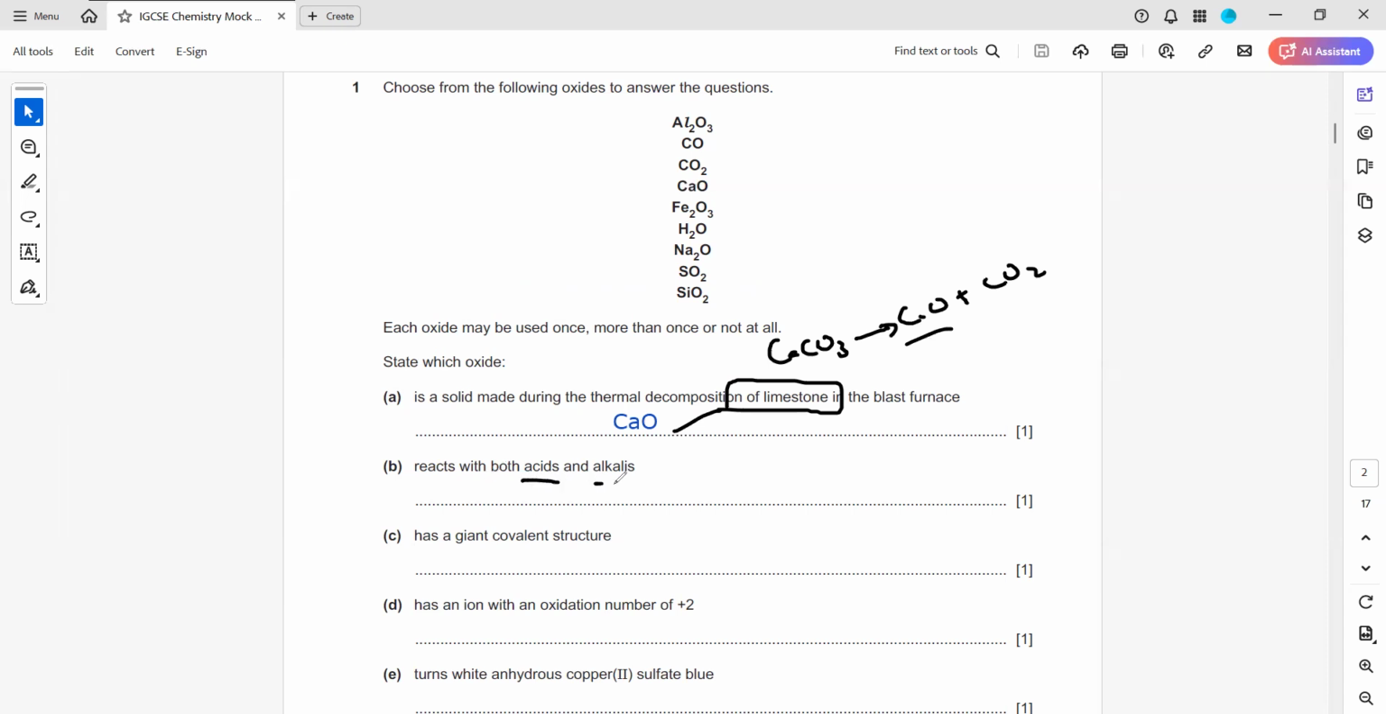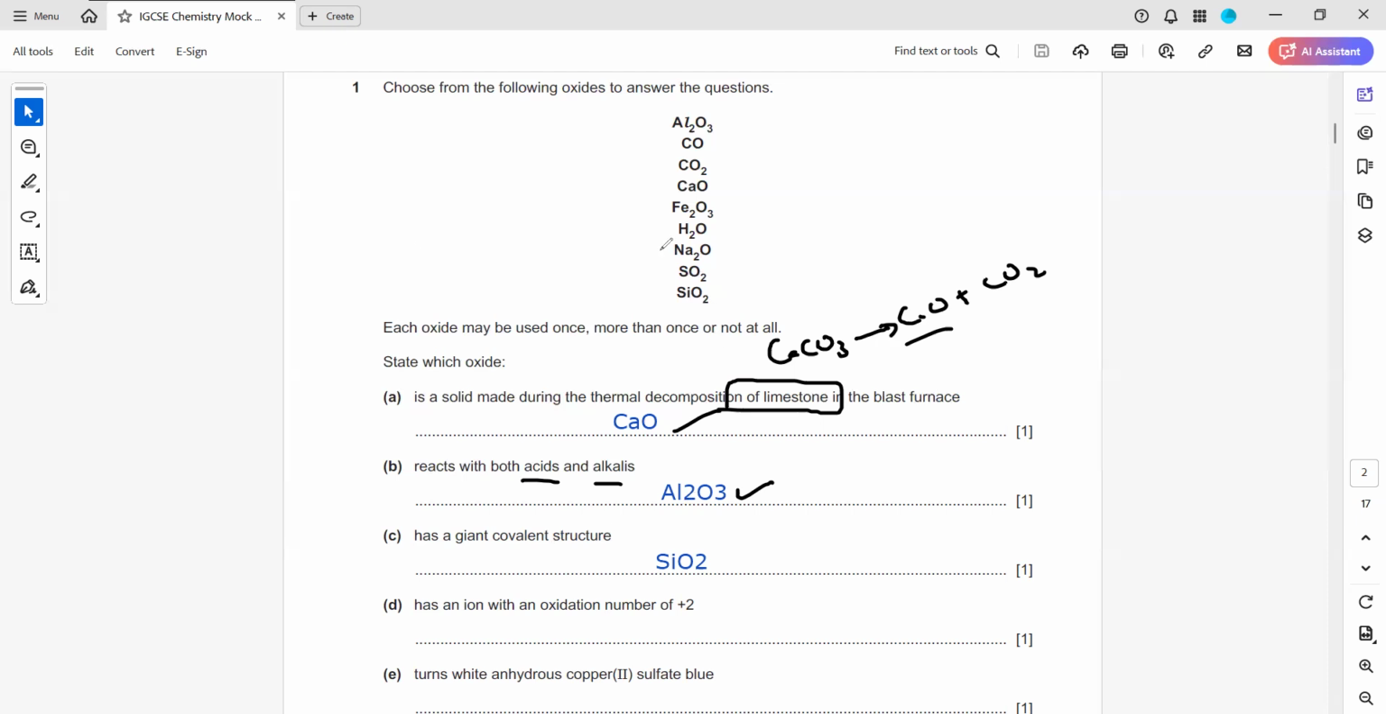It reacts with both acid and alkali, which means it's an amphoteric oxide. In your course, just learn three amphoteric oxides. There are more, but learn three. If any additional one is needed, they will provide the information. Aluminium oxide, zinc oxide, and lead oxide are the three amphoteric oxides. Zinc and aluminium are the common ones, and lead is a common question along with them.